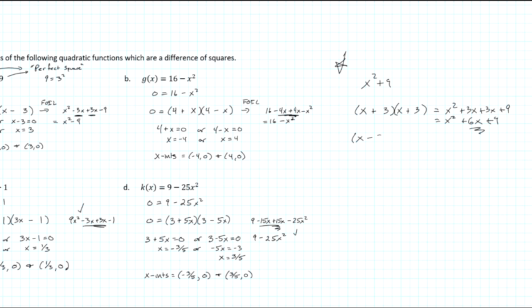If we tried a minus 3 and a minus 3 in the second positions, we'd get x squared minus 3x minus 3x plus 9, and that would give us x squared minus 6x plus 9. And so again, that minus 6x is not correct. And if we do a plus and a minus, then that's going to give us the x squared minus 9. The middle terms will cancel out. So again, none of these work, and so x squared plus 9 is prime. It does not factor.